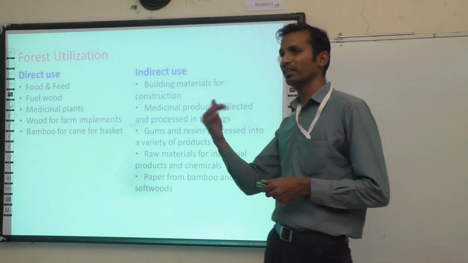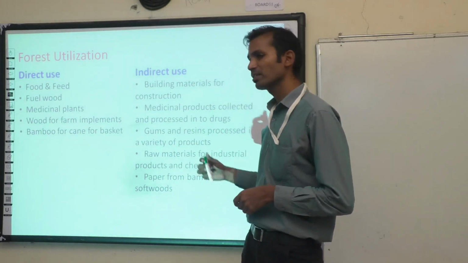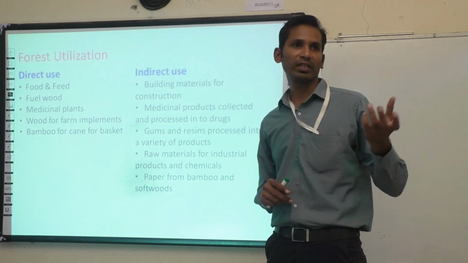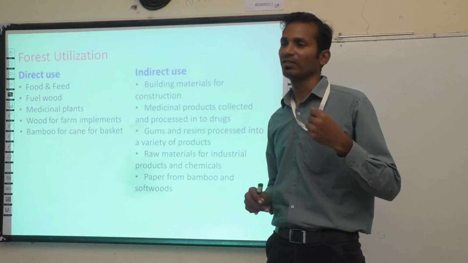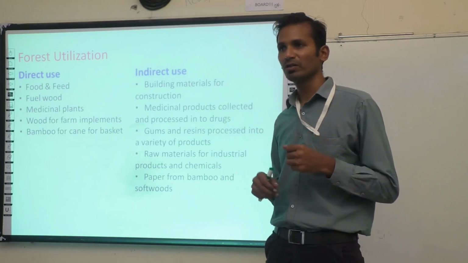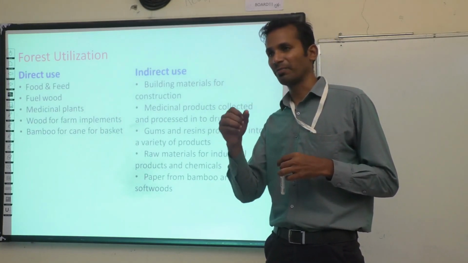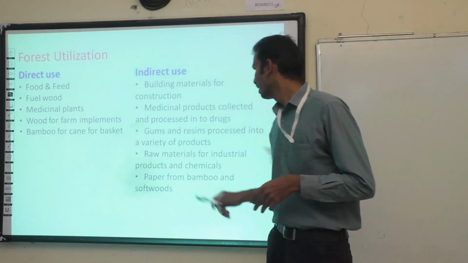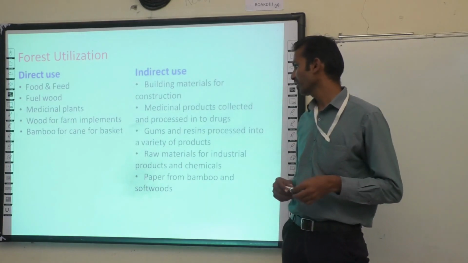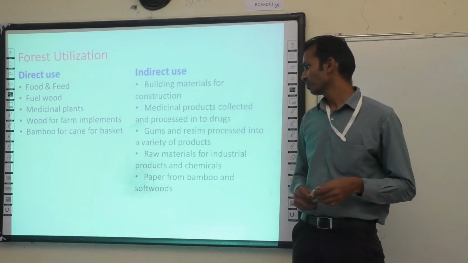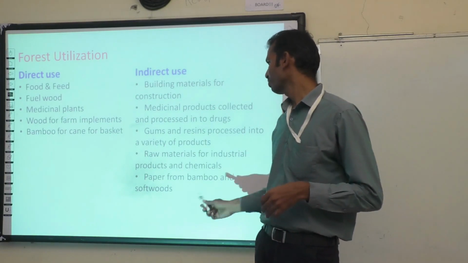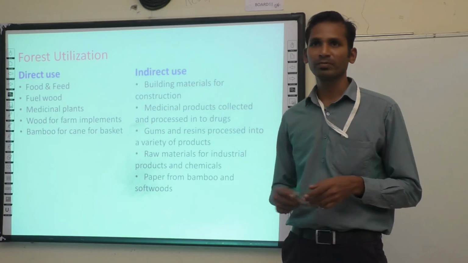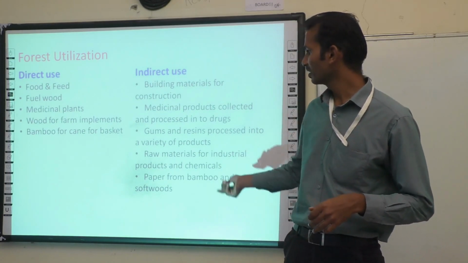So these come under indirect uses, and that includes medicinal products. Some of the plants can be directly applied, those are considered direct use, whereas some products derived from these plants cannot be taken directly, so we have to convert or extract from these plants for medicinal products. And then gums and resins are processed into a variety of products, raw materials for industrial products, and paper from bamboo and softwoods.